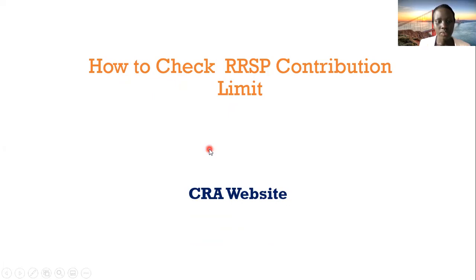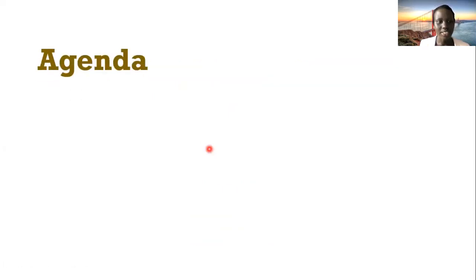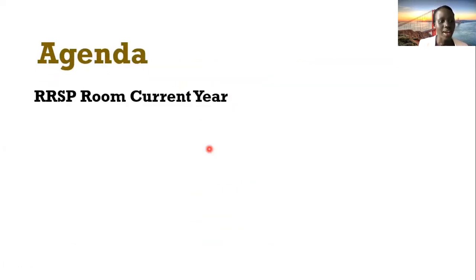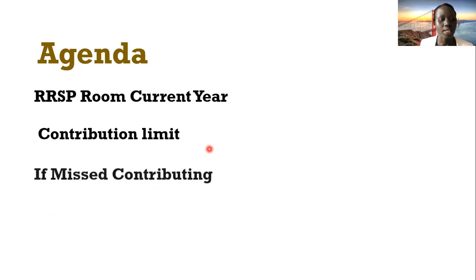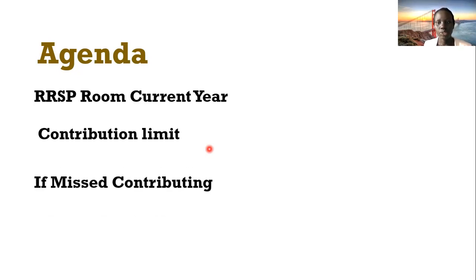But before we go there, we have to look at the agenda for today. We have RRSP room for the current year or contribution limit, and also if you miss your contribution, how do they calculate it? Instead of you calculating, you can check it on your notice of assessment.